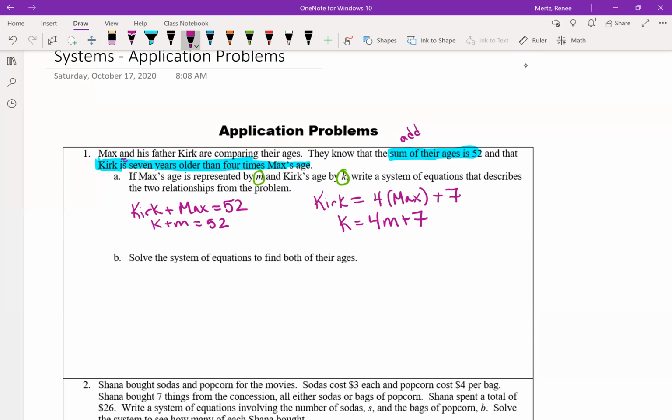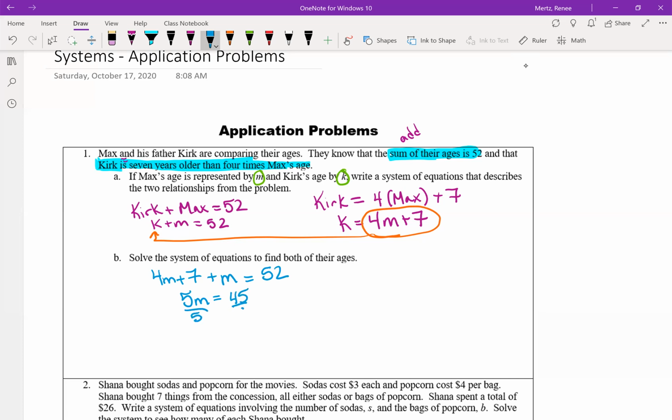Solve the system of equations to find both their ages. Because Kirk is already isolated, I highly recommend that you do substitution. We'll plug 4M plus 7 in for K. So we have 4M plus 7 plus M equals 52. 5M equals 52 minus 7, so 45. Divide by 5, M is equal to 9.